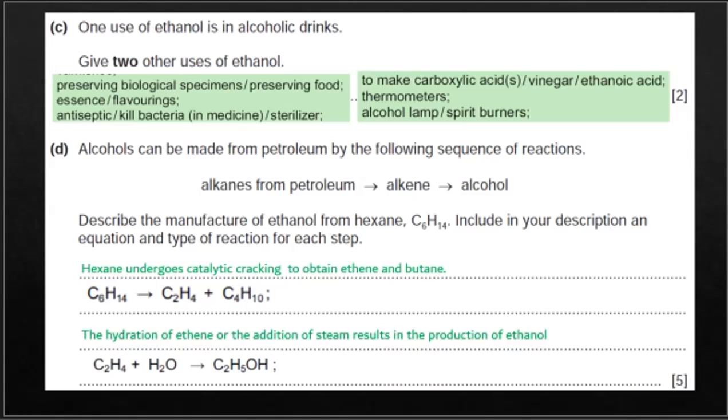Next question. One use of ethanol is in alcoholic drinks. Give two other uses of ethanol.